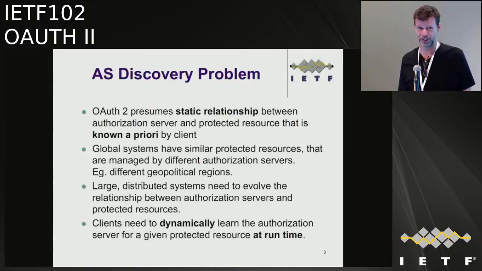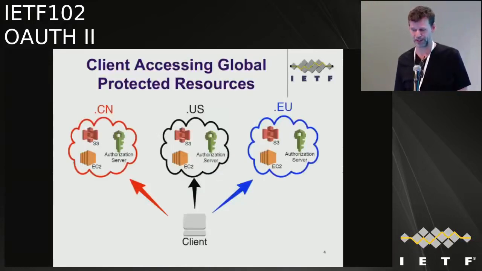Does anyone have questions on this? What the problem is? Here's a picture of it. A client might be calling resources in different geopolitical areas, where there are different authorization servers for each of those regions, but the client wants to access resources in each of those regions, and so needs to go to a different authorization server. But in this particular example, the scopes are potentially identical across all the regions. And so you're trying to have a signal for the scope that's different from where the resource is.